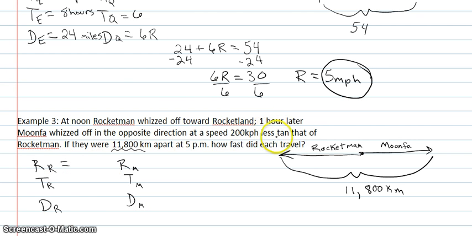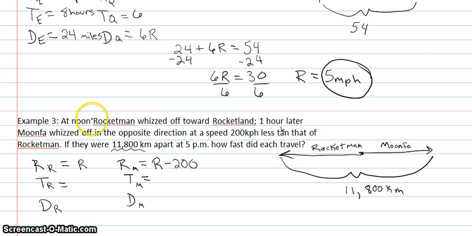Alright, so let's see what they tell us. I mean, you have to reread these word problems over and over and then pick out the important information and put it where you need it. So let's see, the Rocket Man whizzed off towards Rocket Land. 1 hour later, Moonfa whizzed off in the opposite direction at a speed of 200 kilometers per hour, less than that of Rocket Man. So if he's R, for his rate, his would be R minus 200, because it was 200 kilometers per hour less than, that should have H in there.